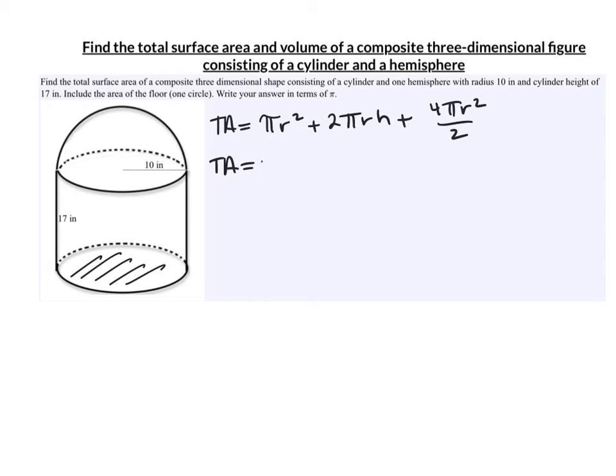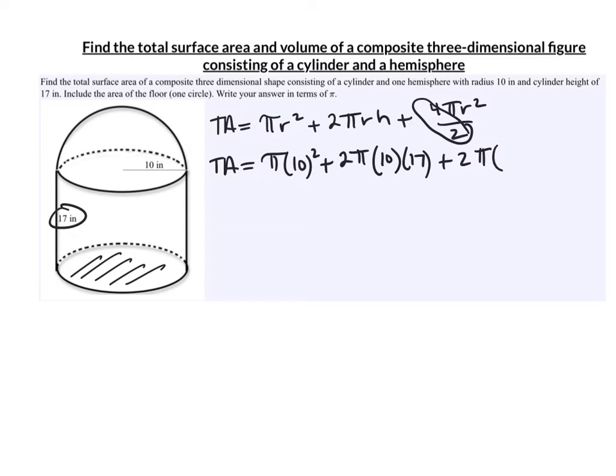So one circle, pi times 10 squared, plus the lateral area of the cylinder, 2 pi times r, which is 10, times h, which is 17, plus, I'm going to simplify this 4 divided by 2 and make it 2 pi, and the radius squared again, 10 squared.